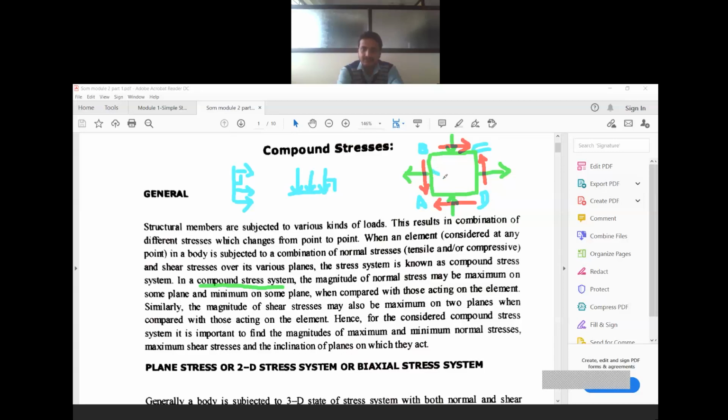Here observe, in this plane, or some other plane, for example I will consider one plane here, which is inclined at some angle. In this, some of the stresses will be acting normal to this plane, and some will be acting tangential to this plane.